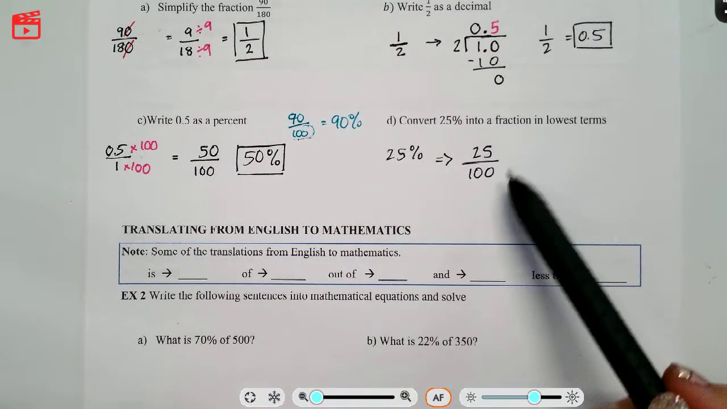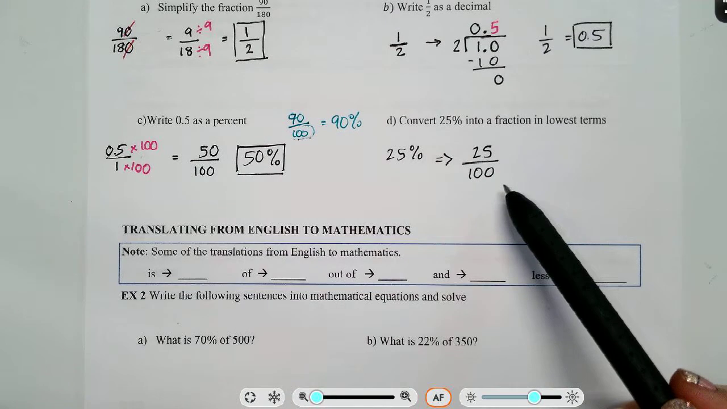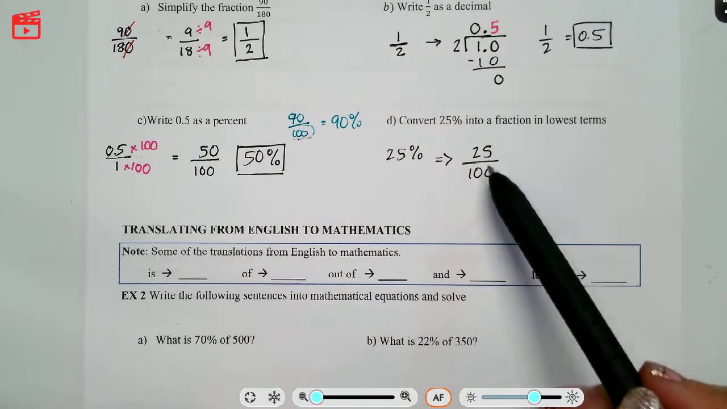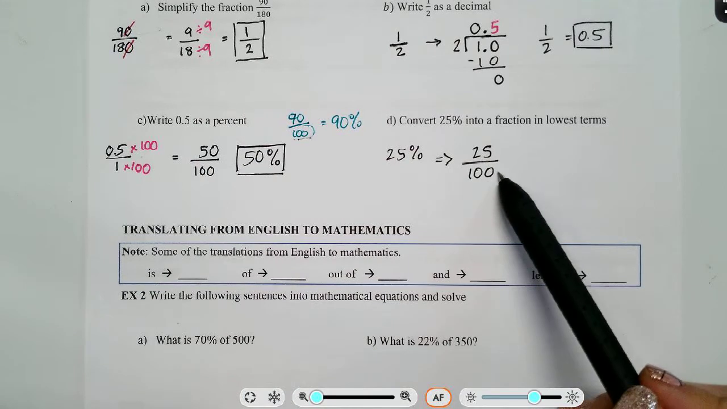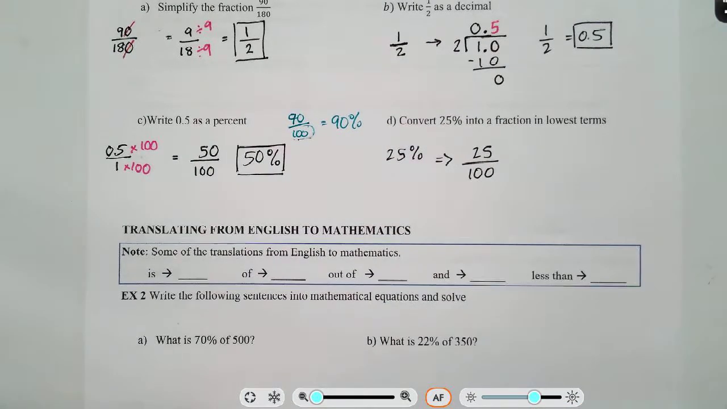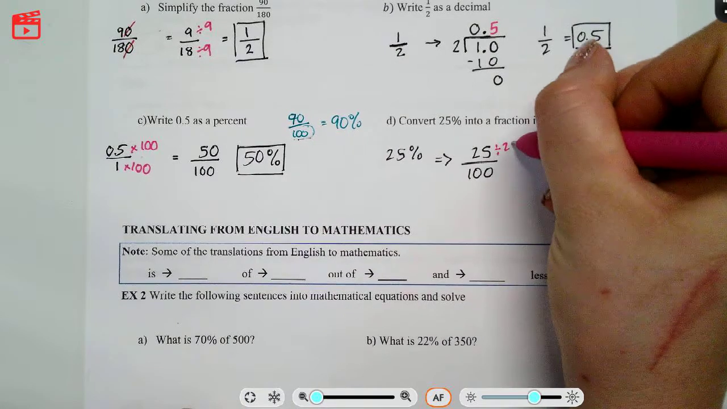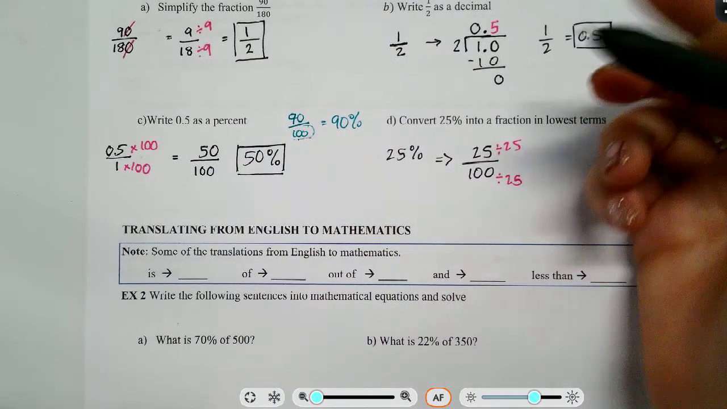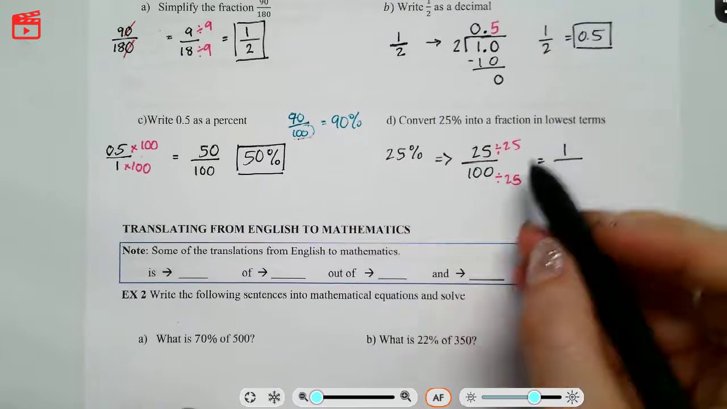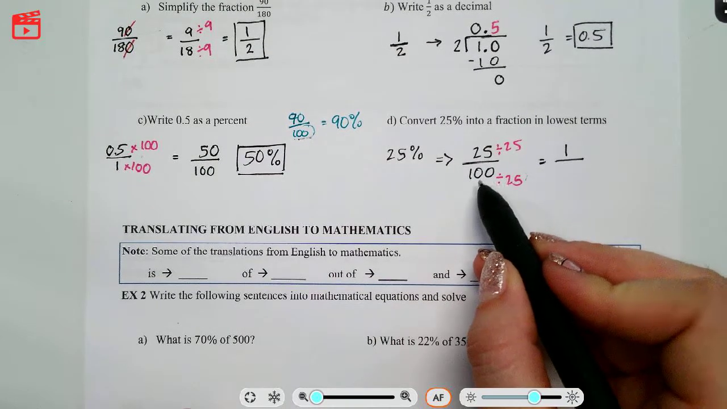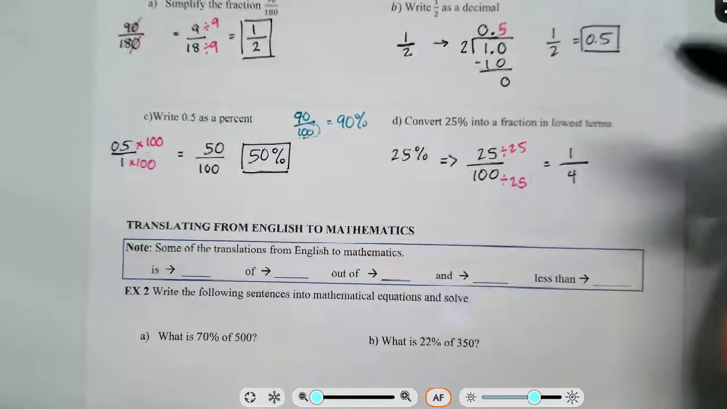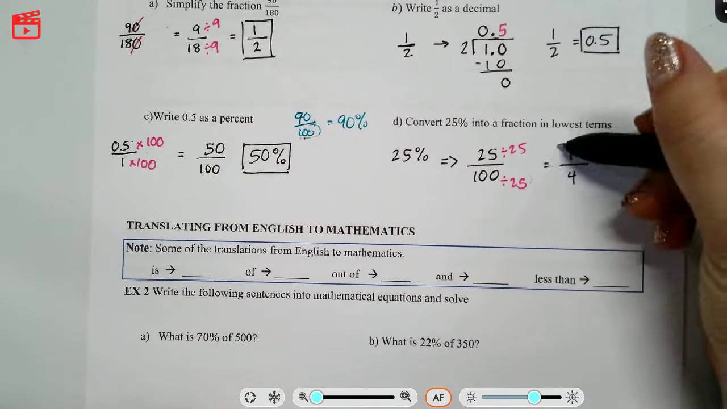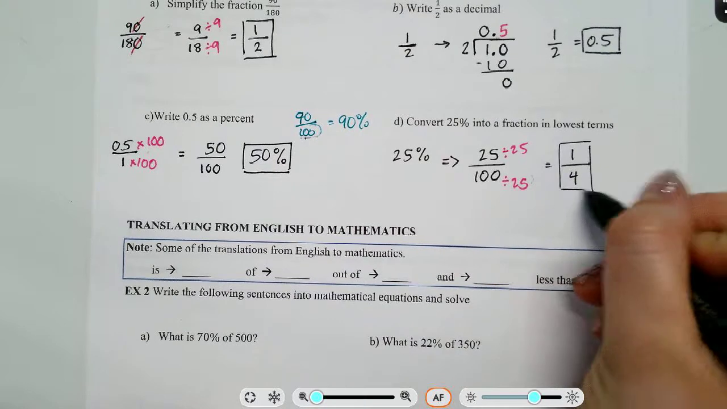So let's see, what are they both divisible by? Well, if we're thinking of quarters, that's 1 quarter, and $1 is 4 quarters. So 25 is divisible by 25, and 100 is divisible by 25. That's going to be 1, and how many quarters do we have in $1? 4. And there we go, 1/4. That's not divisible by anything else, so we're done. Fraction, lowest terms. Awesome.